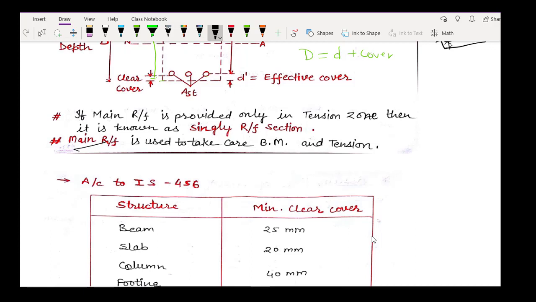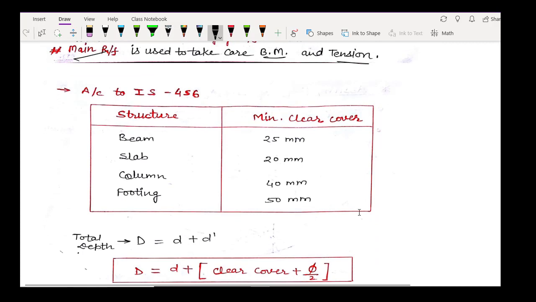Also, the main reinforcement is to be taken care of for bending moment and tension. Okay, so the main reinforcement is responsible for taking the bending moment. According to the IS code, there are values for minimum clear cover. In beams the minimum clear cover, or you can say nominal cover, is to be provided as 25 mm. For slabs it is 20 mm, for columns it is 40 mm, and for footing it is 50 mm.